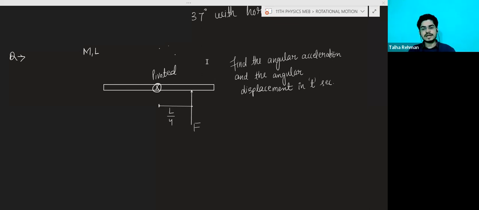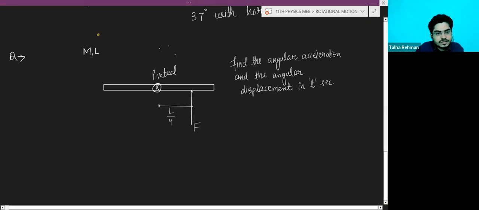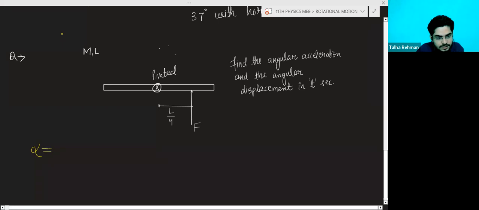Total length of the rod is L, and they are asking the angular acceleration and the angular displacement in t seconds. Angular acceleration is alpha and angular displacement is theta. So we want to find alpha and we want to find theta. Okay, so see how we will find.